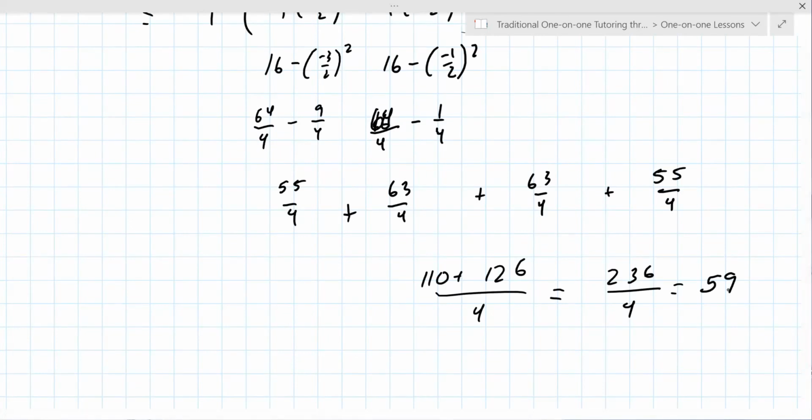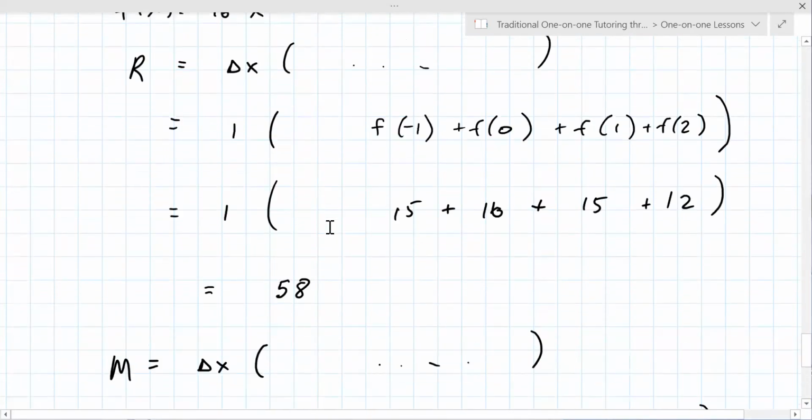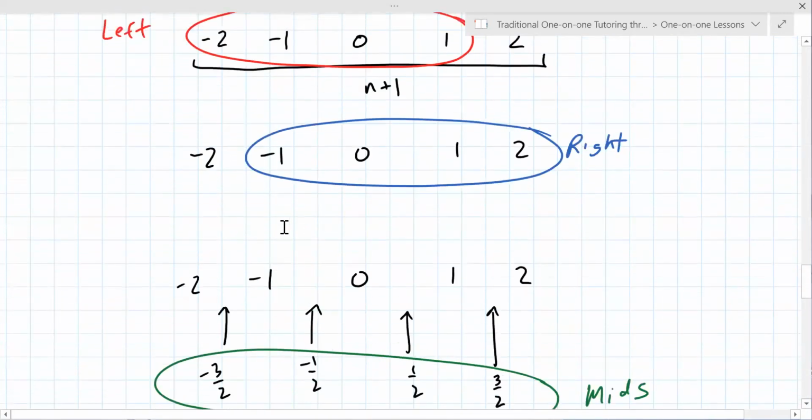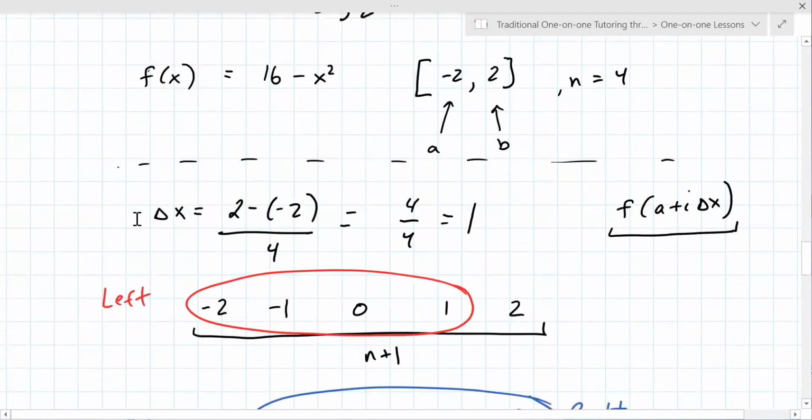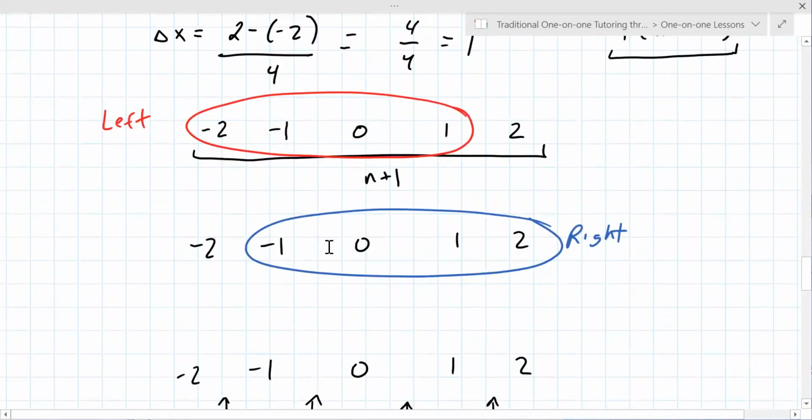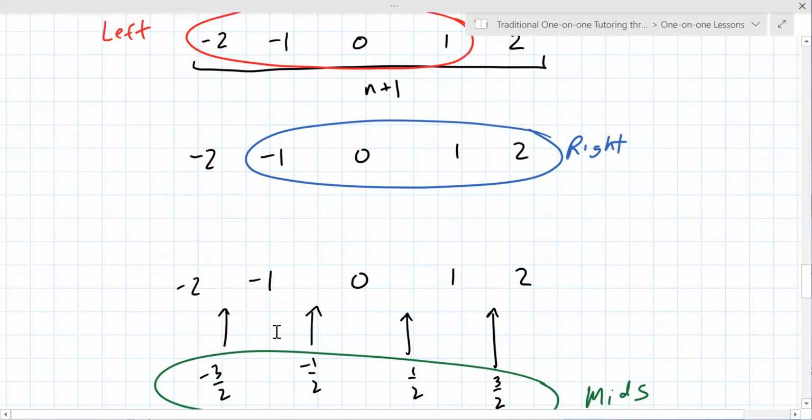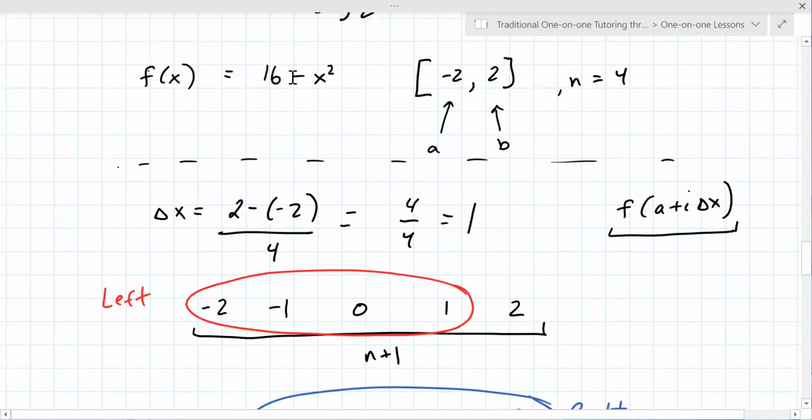So the key here is being able to run through finding delta x. You got to find delta x, b minus a over n. Then getting the numbers for the left, the numbers for the right, the midpoint, and then knowing, okay, I got to evaluate them here in this function.